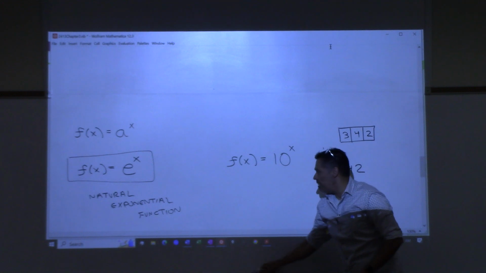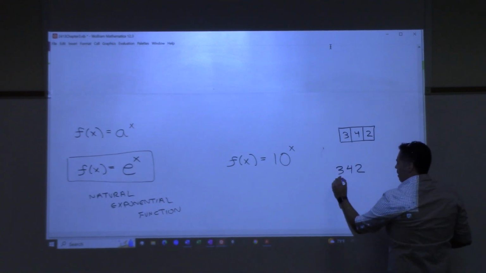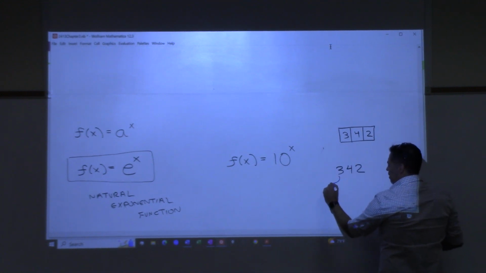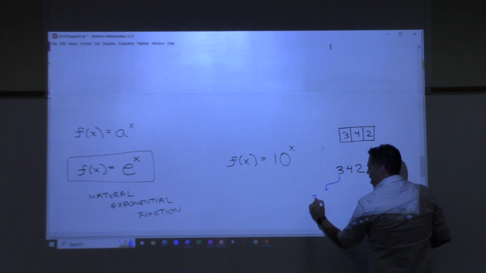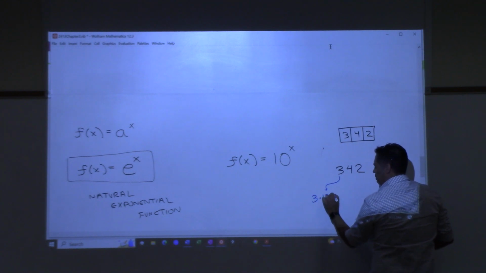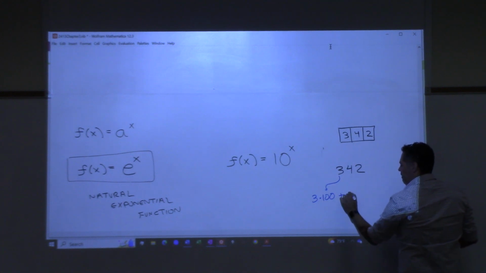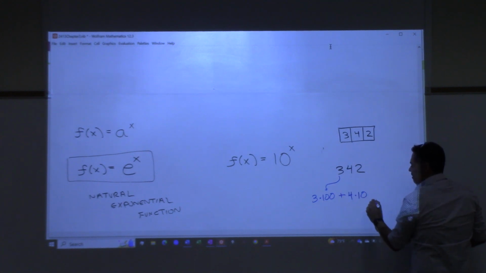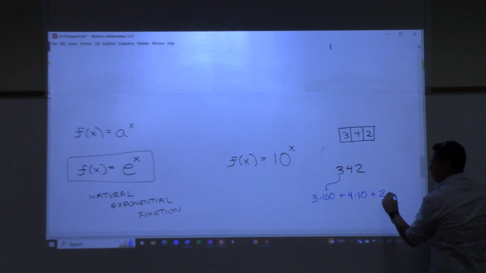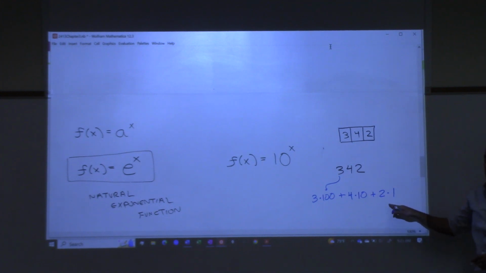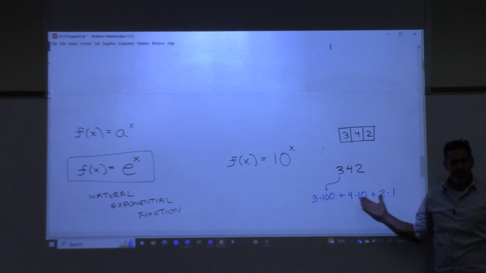Another way I could say that is this. This is saying that I have 3 hundreds, right? 3 times 100. And then I add to that, now I have 4 tens, and then plus 2 ones. This is something you would do in grade school. Do y'all remember anything like this from grade school? Maybe, maybe not. It's been a long time, right? But does this make sense?